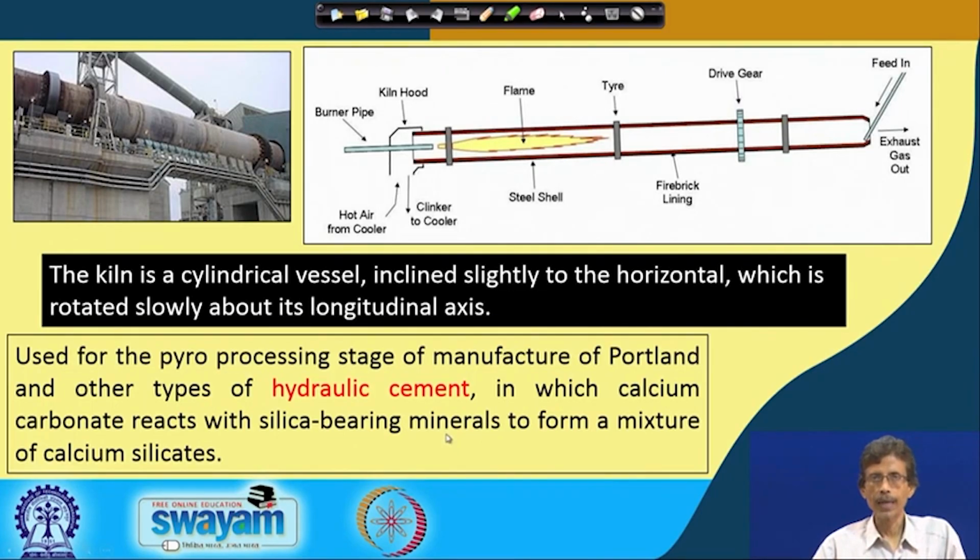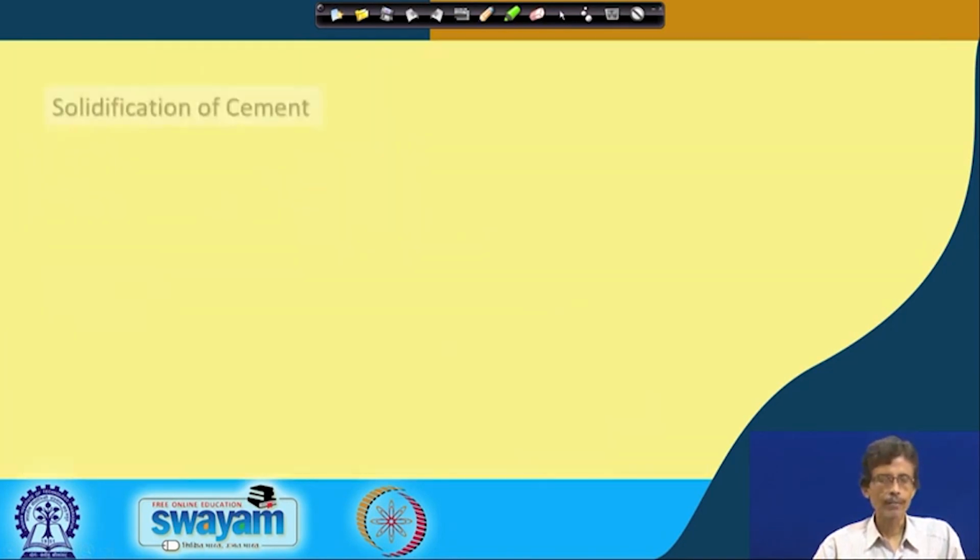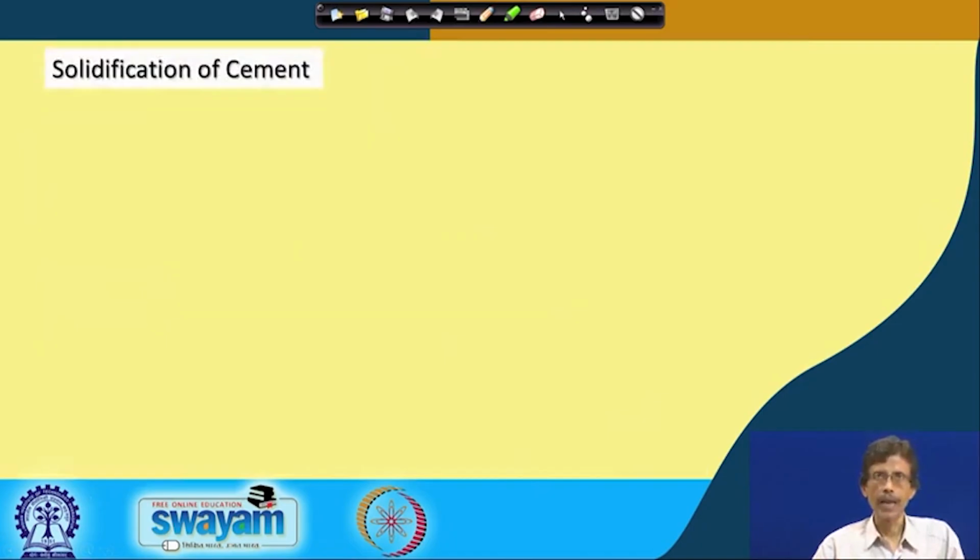So you have the typical lime, which is calcium carbonate, and that calcium carbonate reacts with the clay material or the kaolinite material to form a mixture of different types of calcium silicates. So the product you now have in hand is calcium silicates. Those calcium silicates can then be made into a powdery material.